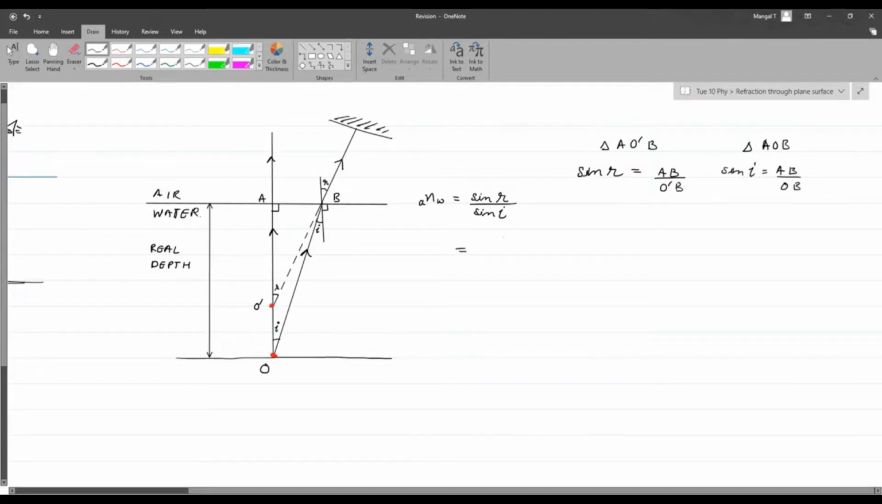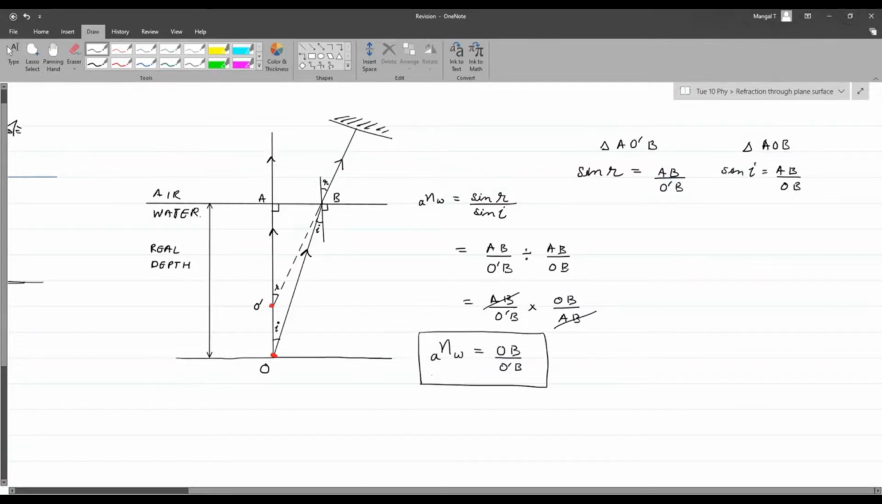So therefore, sine I upon sine R, I get AB upon OB divided by AB upon O dash B. Now when the division turns into multiplication, this will become O dash B and this will become AB. So AB gets cancelled and you have OB upon O dash B. This is the refractive index of water with respect to air. Okay, so this is what we have got so far. Now I'm going to say that OB is approximately equal to OA and O dash B is approximately equal to O dash A.